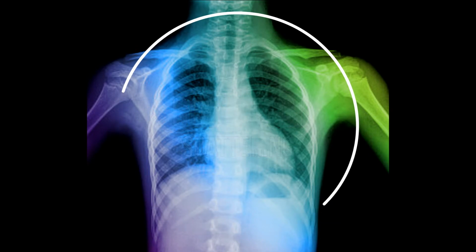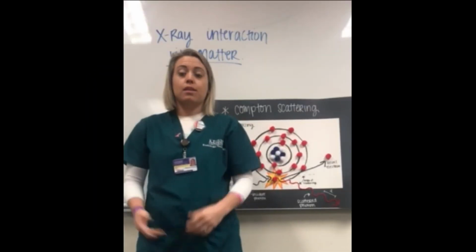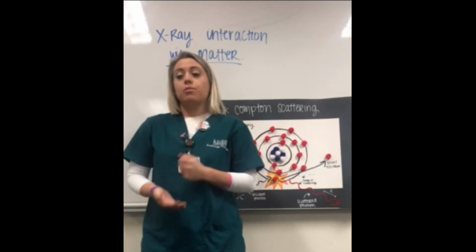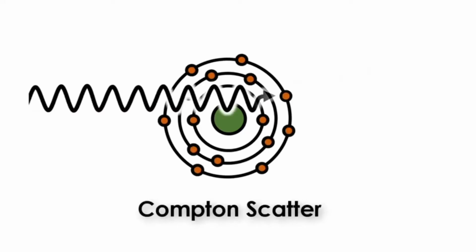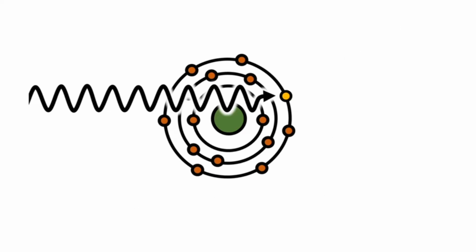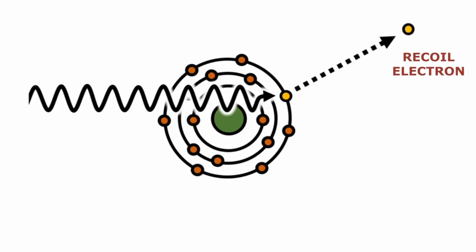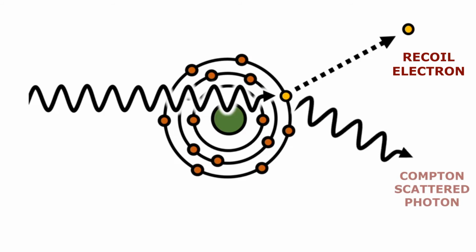Compton scattering occurs when the incident photon interacts with an outer shell electron. It removes the electron from its shell and proceeds in a completely different direction as a scattered photon. The dislodged electron travels with kinetic energy and is called a recoil electron. The photon that exits the atom is called a Compton scattered photon and has less energy than the incident photon, which means that it has a lower frequency and a longer wavelength.